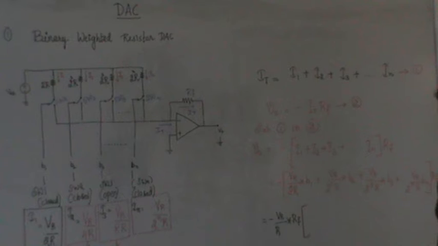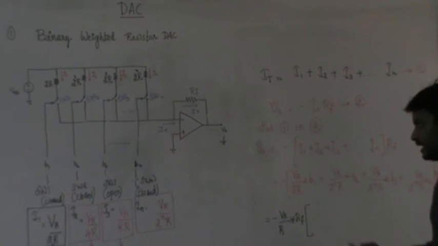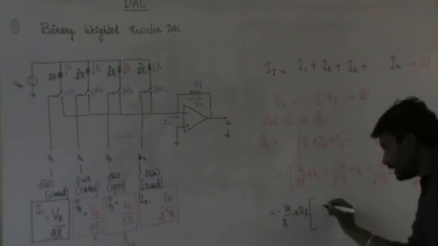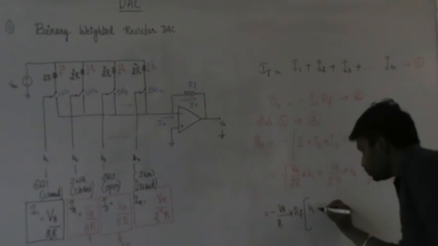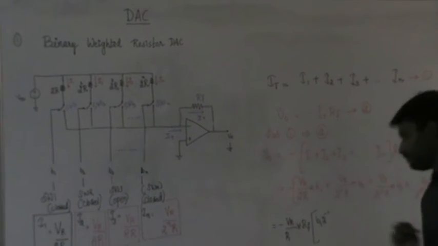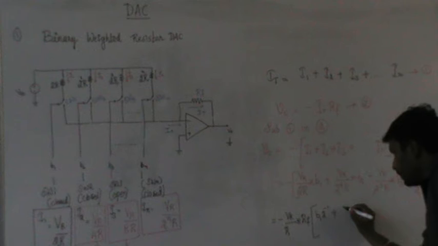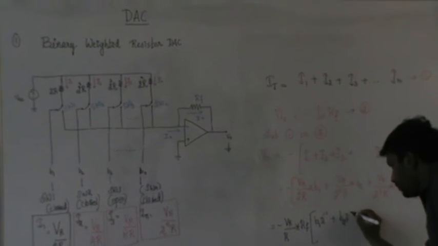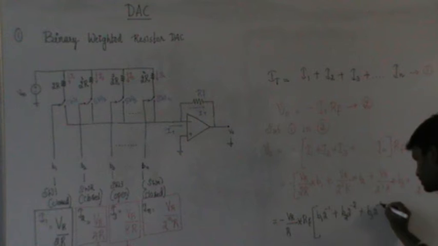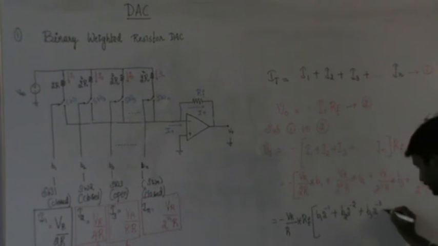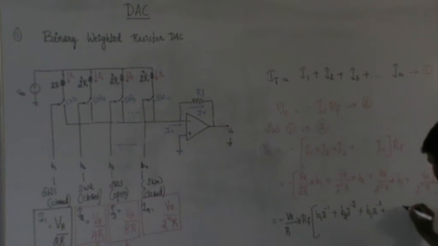Next, what it will be left out in the bracket? VR is already there, and this B1 will come here. B1 and 1 by 2, I can write it as 2 to the power of minus 1, plus B2 2 to the power of minus 2, B3 2 to the power of minus 3, like that, dash dash dash, Bn 2 to the power of minus n. This would be my last equation.